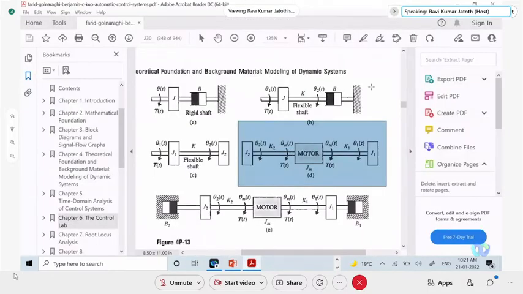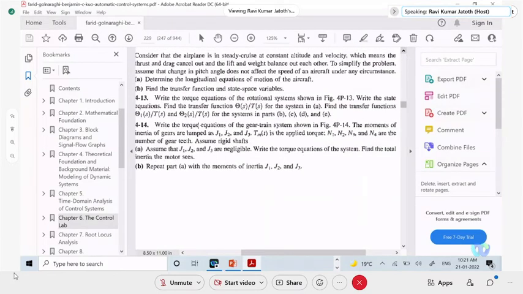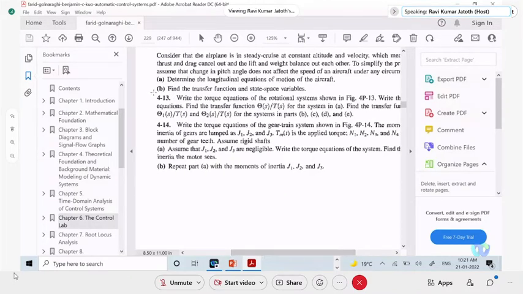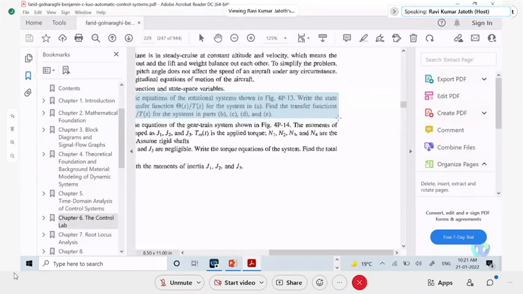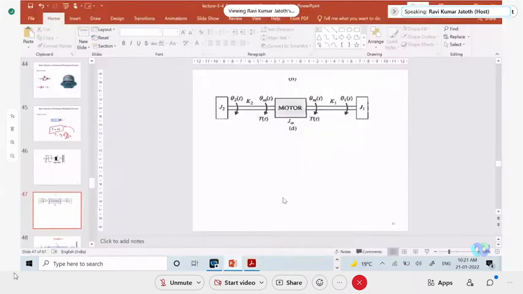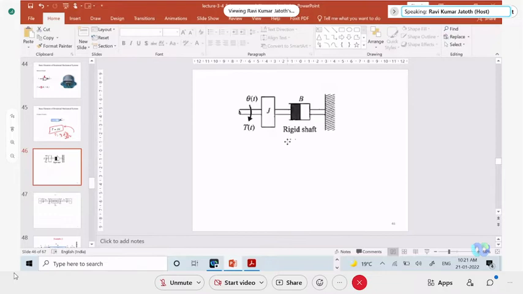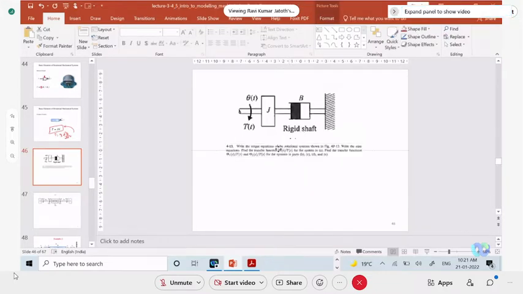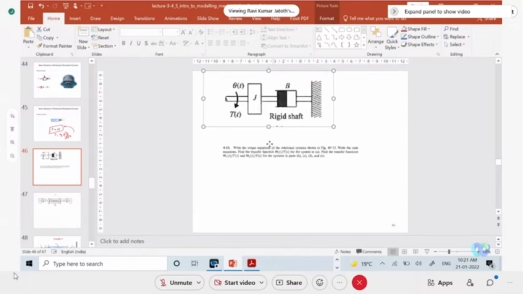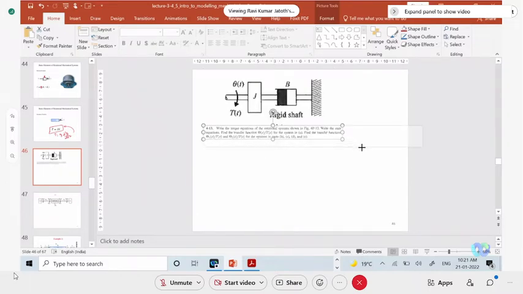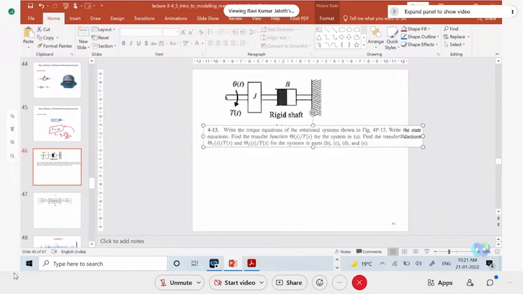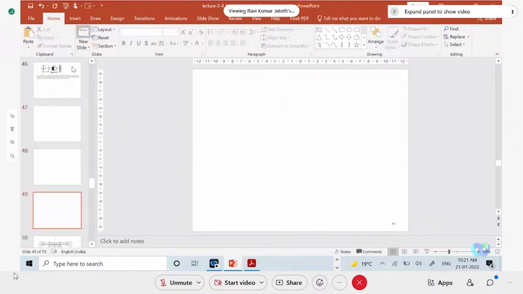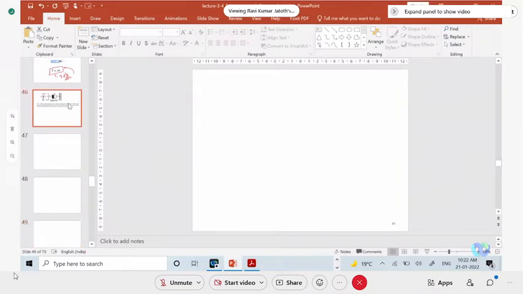So this is what the problem is. So the problem here is: write the torque equation of this and then find the transfer function. This is what the problem is.